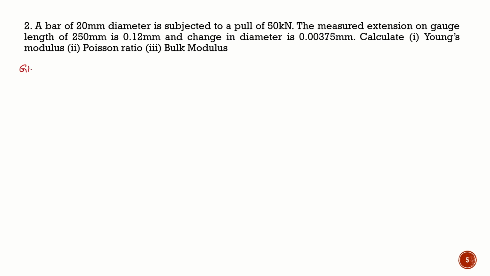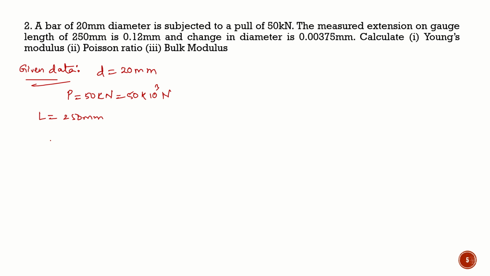Okay. So first let's see what is the given data. So what is given to us initially? Diameter is given. So D is equal to 20 mm. Okay, and pull is given. So capital P is equal to 50 kilonewton, which is equal to 50 into 10 power 3 Newton. Okay, and he's telling the measured extension on gauge length means capital L is 250 mm, and the extension on this 250 mm because of the pull is equal to how much?